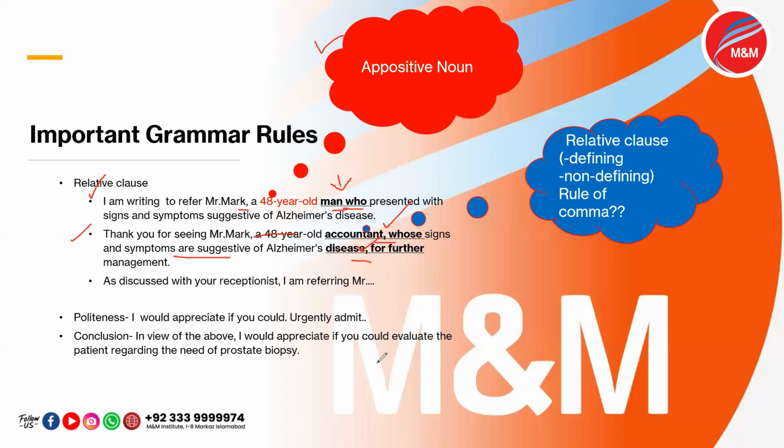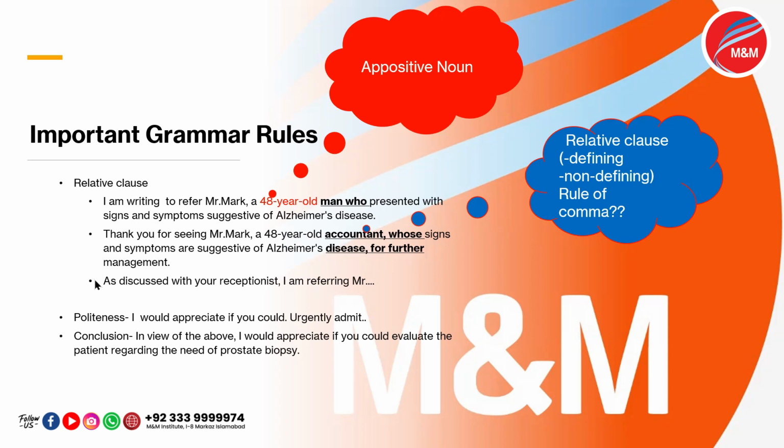So you can see two rules of grammar that have been discussed in this slide. The first one is the appositive noun that describes the quality of the noun, and it has to be separated with the help of a comma. Second is the relative clause. If you are using the defining relative clause, then you should not separate it with a comma. However, if there is a non-defining clause, as in this example, we have to separate it with a comma.